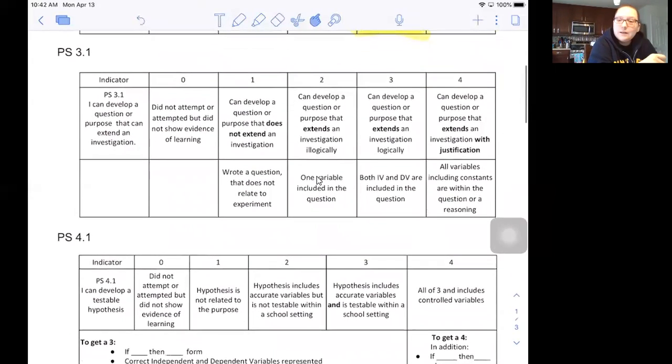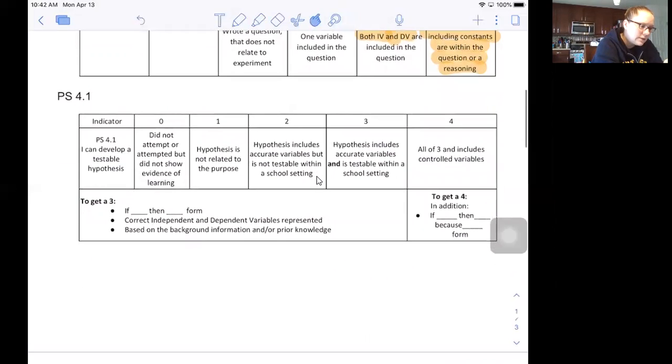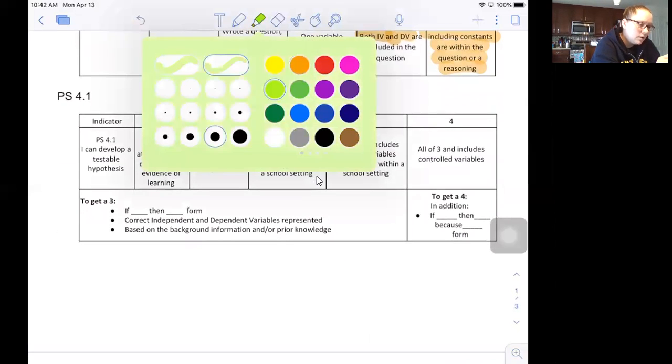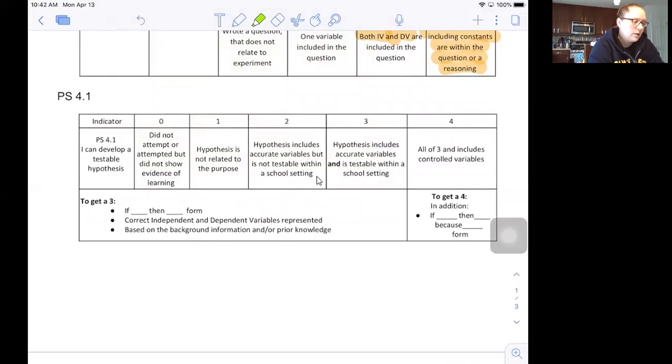You're going to be writing an experimental question, okay? And in that experimental question, in order to get a 3, you need to have both your IV and DV included within the question, okay? And then if you want to get a 4, you have to have some sort of reasoning and include your constants. So why do you expect something to happen? We are going to do a few examples of things like this related to natural selection prior to the test. So there will be tons of practice, okay?